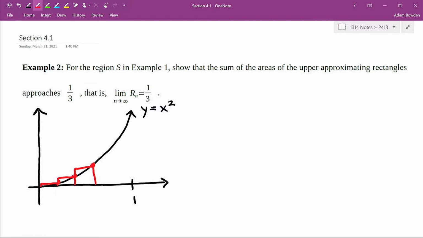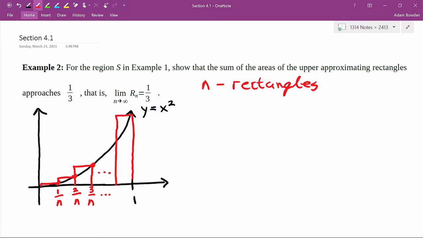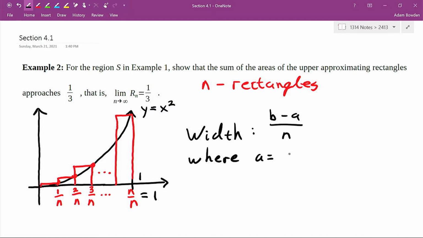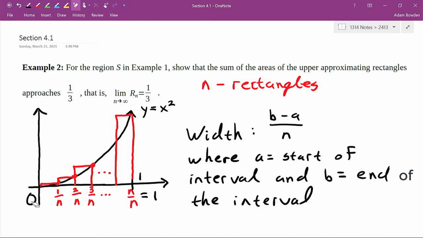So we're going to have, in general, n of them. So our first one would be at 1 over n, then 2 over n, 3 over n, all the way up to the very last rectangle, which is over here at 1, which would be the same thing as n over n. Now again, we'll be able to tell the width. The width in general is b minus a over n, where a is equal to the start of the interval and b is equal to the end of the interval. So in this case, we're dealing with the interval from 0 to 1. So that's what I'm considering the a and the b in this case. And so under those conditions, it would look like 1 minus 0 over n, or just 1 over n.